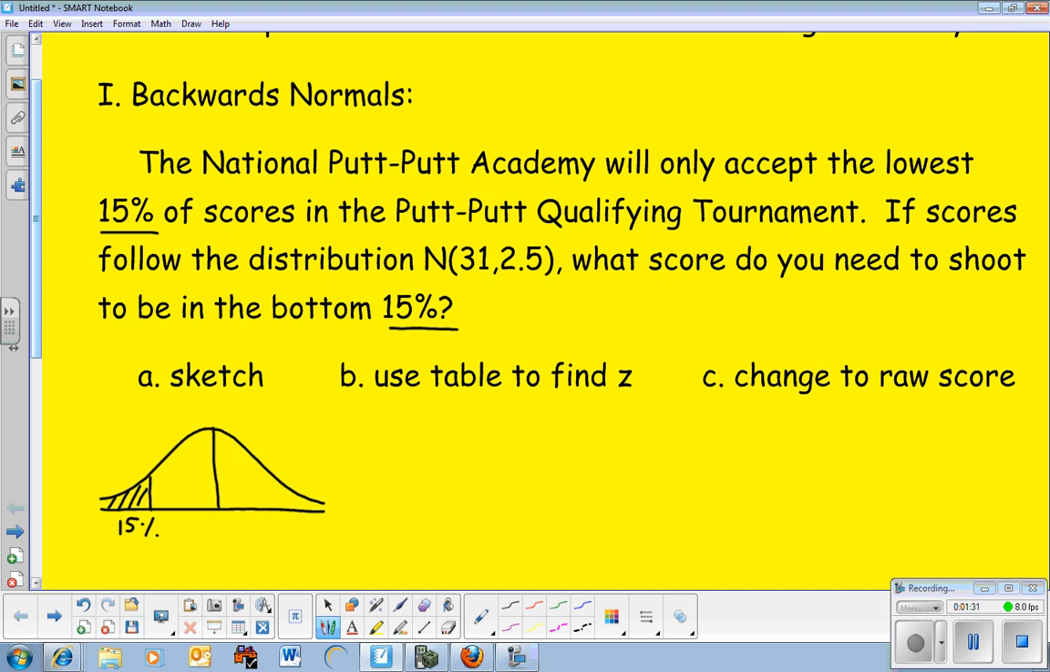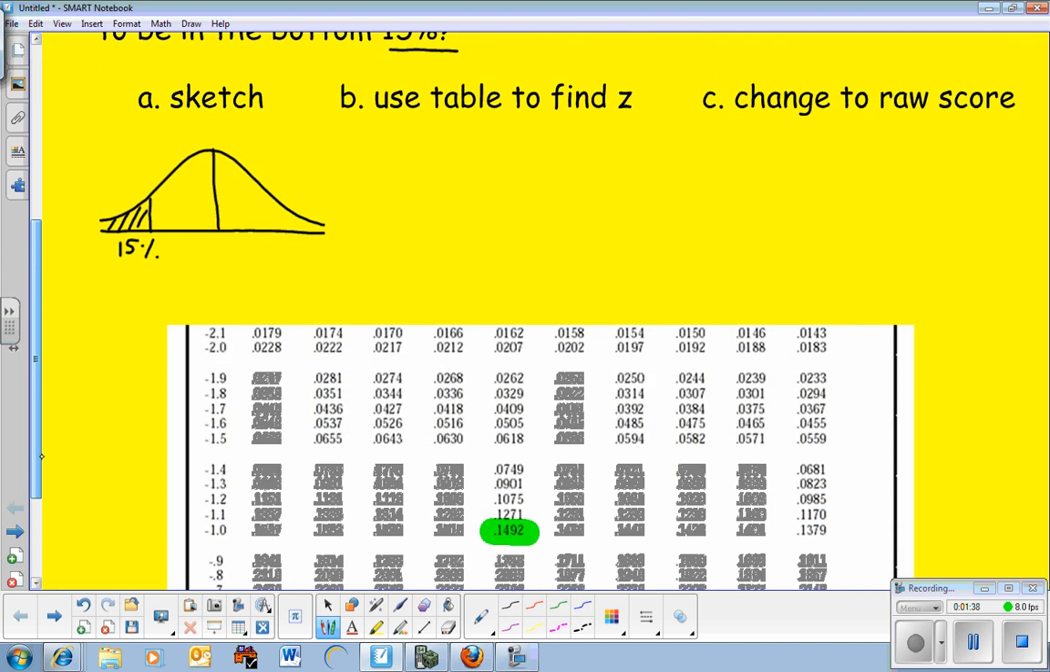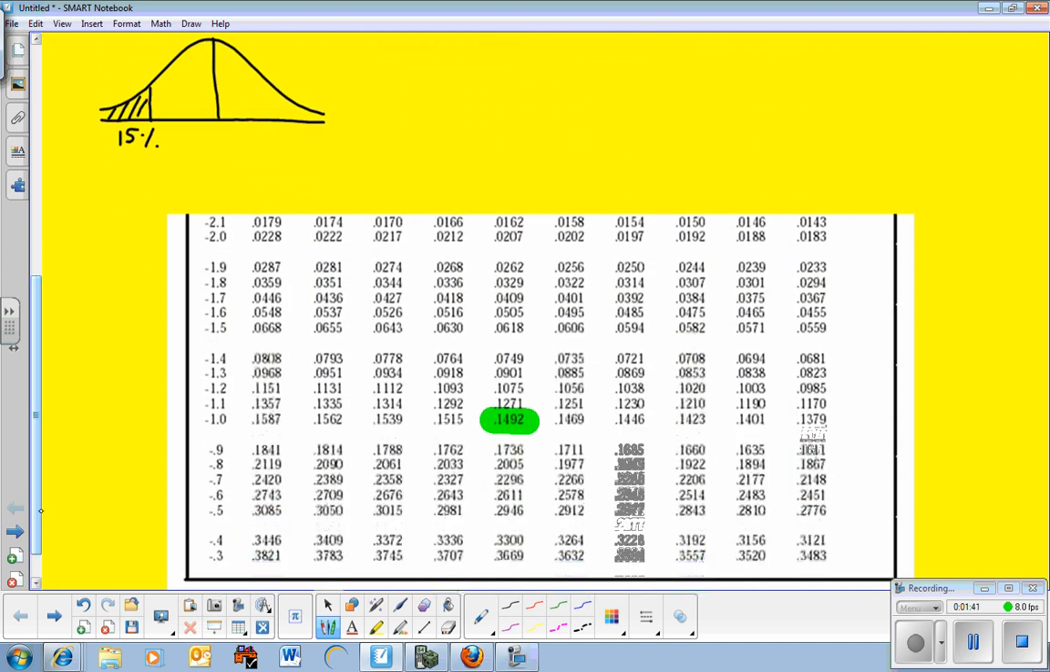Next, I want to use the table that we've been using one way. I'm going to use it the other way. And luckily, here's a table. So what you need to do is find as close as you can get to 15% in the middle of the table. All right, and I've highlighted 0.1492. That's the closest we can get to 15%. We'll get a more accurate way to do this later, but for right now, just get the closest one. So the top of the table is cut off, but this is what those columns would read.